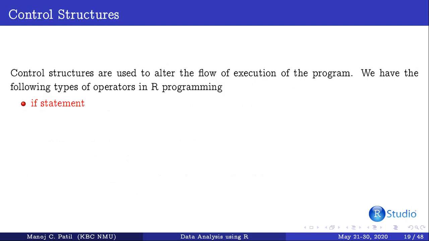After operators, we have control structures. Control structures are used to alter the flow of execution of the program. We have the following types of operators and control structures in R. Mainly the if statement, that is the conditional statement, and the if else statement. In looping structures, we have the repeat command, the while loop, and the for loop command.